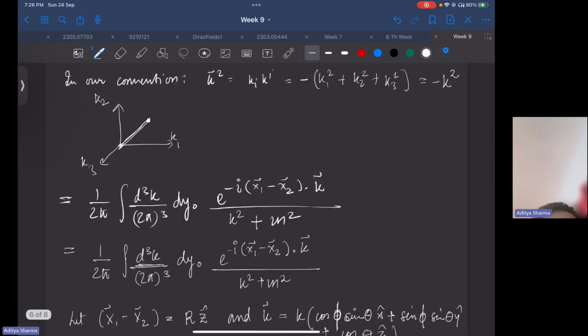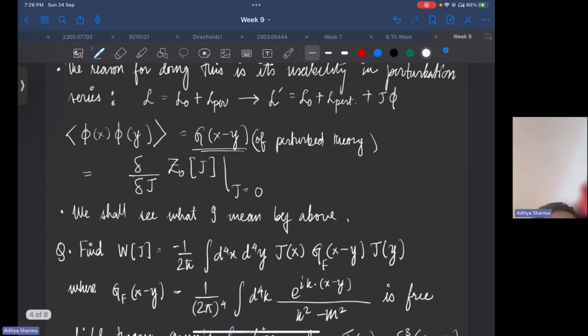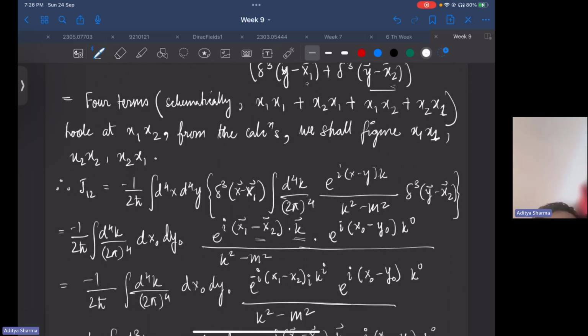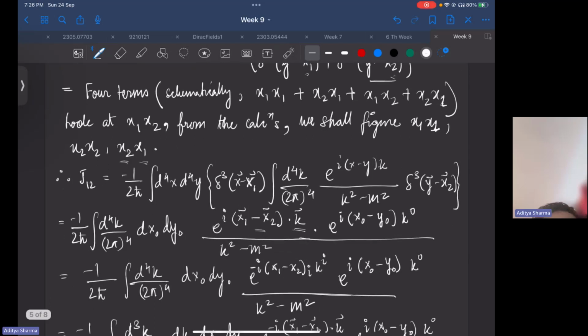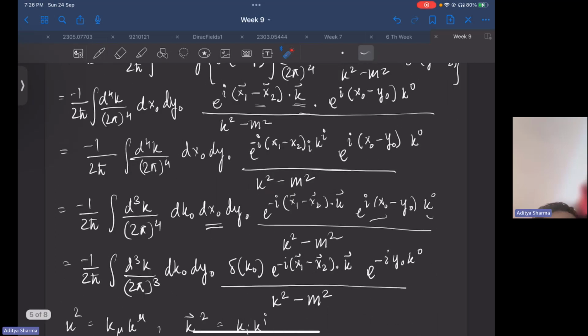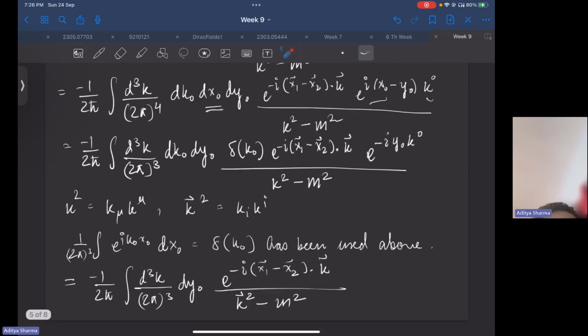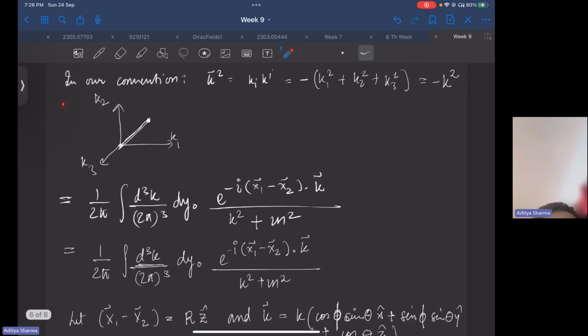Now let us look at this. So I told you about how you do it for 1 2, right? So now 2 1 will give you the same result. Why should it give you the same result? Because the only difference you're going to have in this integral is that you're going to have x2 minus x1 everywhere. But when you take the dot product of x2 minus x1, you're going to have the same r.